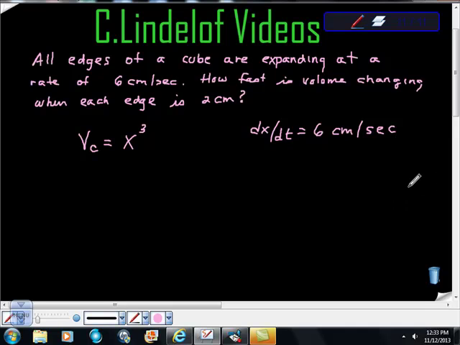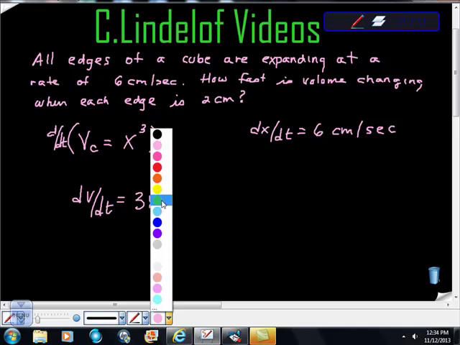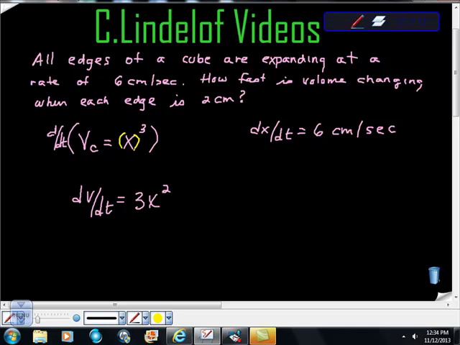All right? So the first thing I'm going to do here is take d/dt of this thing. I'm going to differentiate with respect to time. The derivative of volume with respect to time is dV/dt. Then I'm going to do the same thing here. This is where people get thrown off. I'm going to get 3x squared. Everybody's cool with that. But then I have to take the derivative of the inside with respect to time.